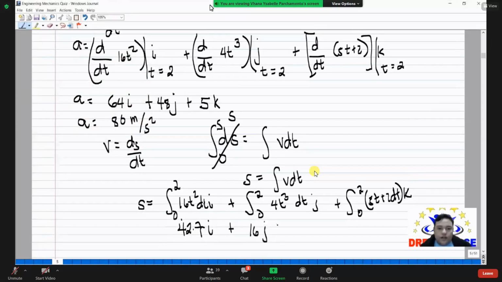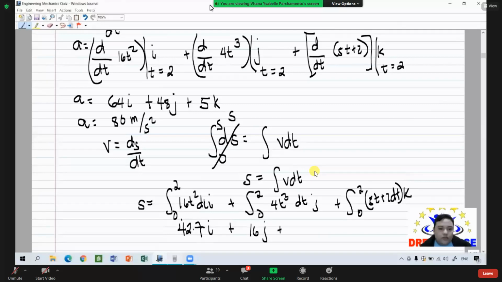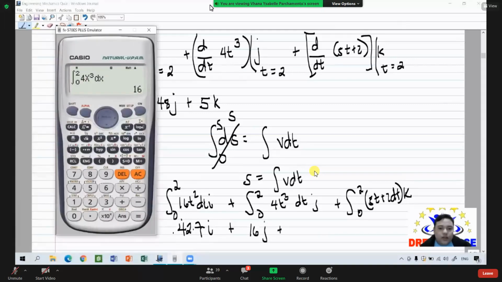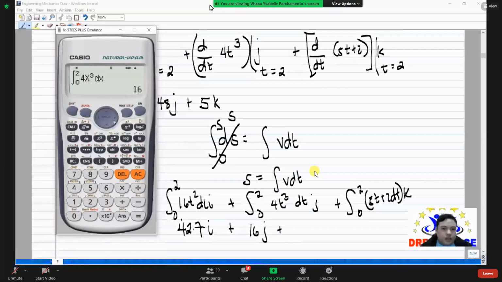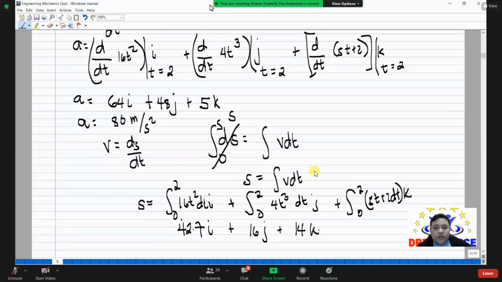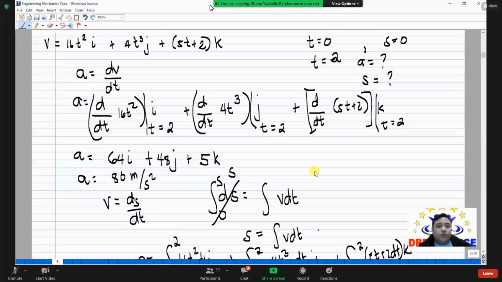Ayan, 16. Plus yung ating Z direction, which is 5t plus 2. So 5x plus 2 plus 14. 14.7, 16, 14. Which is correct.